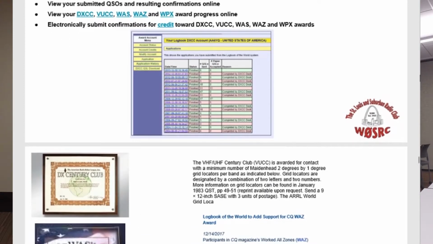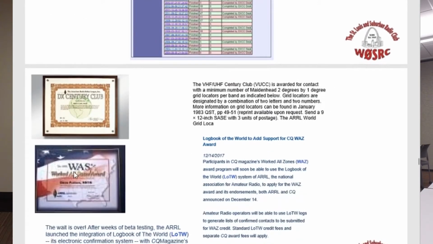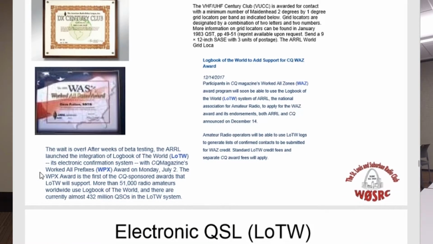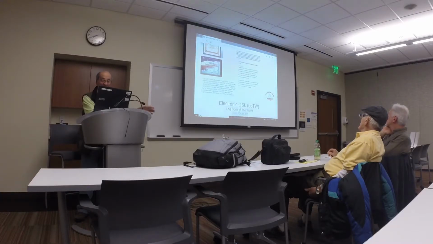And there's a screenshot of the logbook account. I can't read it on the screen. Maybe you can up there. And there's a DX Century Club and a Worked All States like Doug has. Whose name is that? Can you tell? I thought that might be yours, Doug. Oh, you can get it vertical or horizontal, either one, huh? That's just what I printed out.